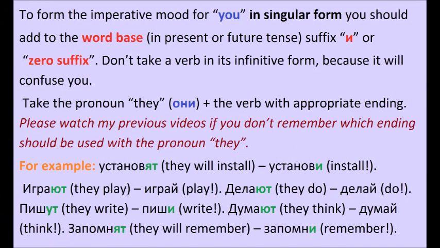To form the imperative mood for you in singular form, you should add to the word base in present or future tense suffix e or zero suffix. Don't take a verb in its infinitive form because it will confuse you. Take the pronoun they, они, plus the verb with appropriate ending. Please watch my previous videos if you don't remember which ending should be used with the pronoun they.